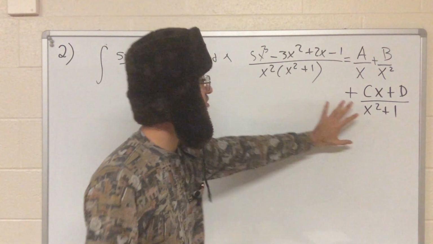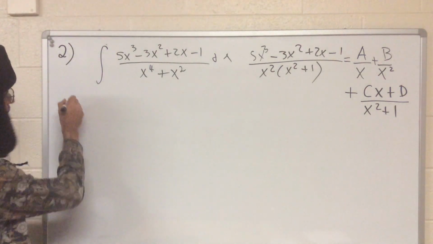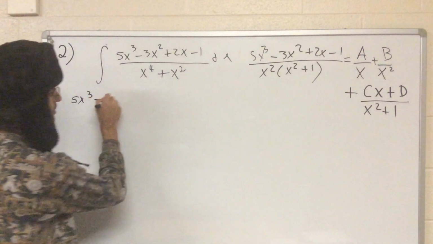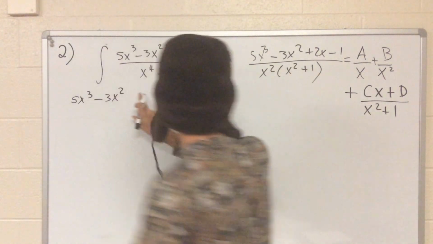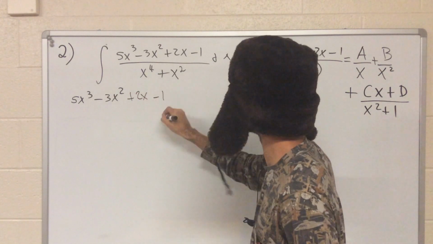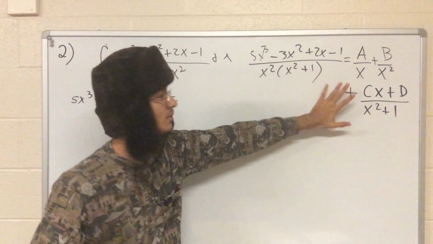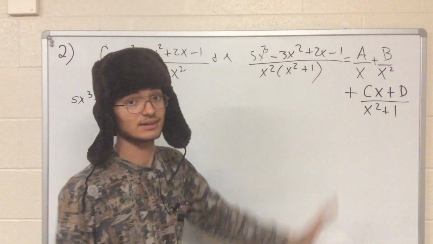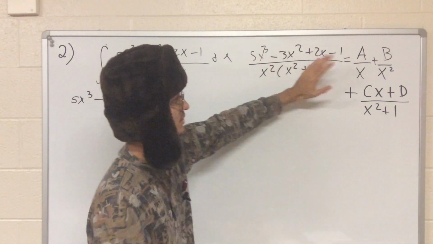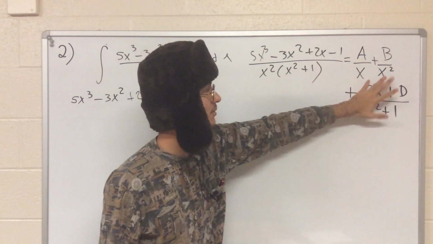And now what we're going to do is find the common denominator of this fraction. So what we have is 5x cubed minus 3x squared plus 2x minus 1, all of that is equal to... Now, if we find the common denominator on both sides, we know that the denominator will cancel out, right? So we just have the numerators. Over here, what do we have to multiply to find the least common denominator?